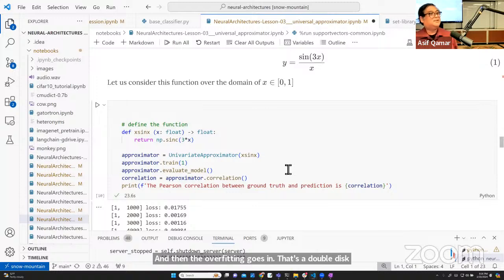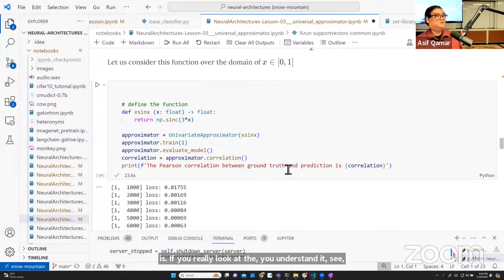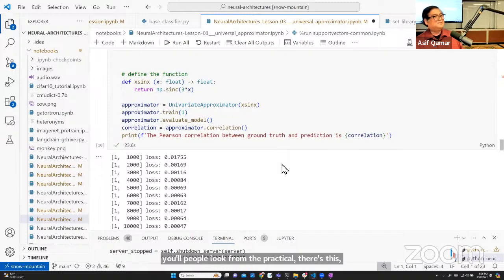When the time comes, this field is, if you really look at it, you understand it. People look from the practical side: there's this thing that came out, Sora came out, this ChatGPT came out. But if you look at the mathematical foundations, it's just elegant, it's beautiful. And there are lots of very interesting and exotic beasts in this forest.